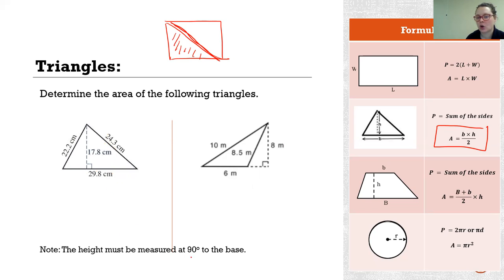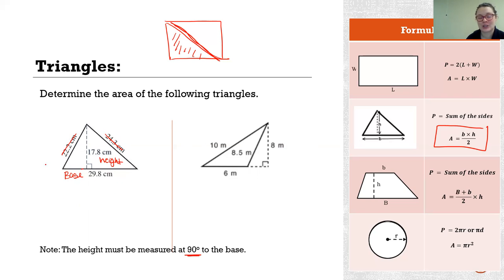The height is always measured at 90 degrees to the base. So here's my base. The height is there, and we don't even care about these 2 measurements. We would worry about them if it was perimeter, but for area, we don't need the 2 of them at all.